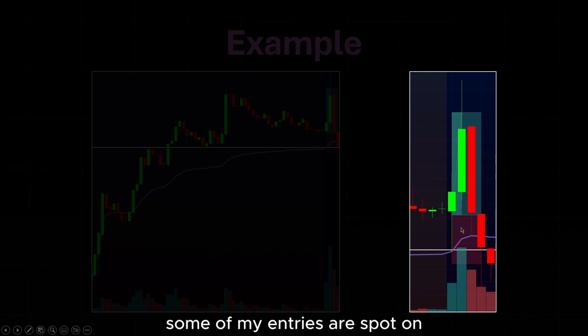Some of my entries are spot on to the point where I'm literally entering at the white line. Imagine how much extra money I could make if I entered all the way over here. So this is why entering on support is key.